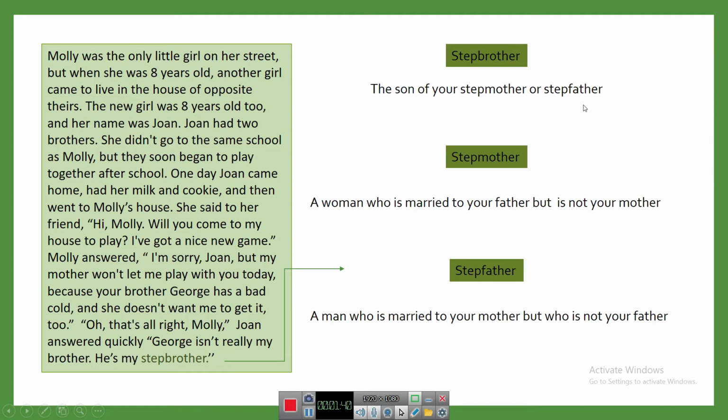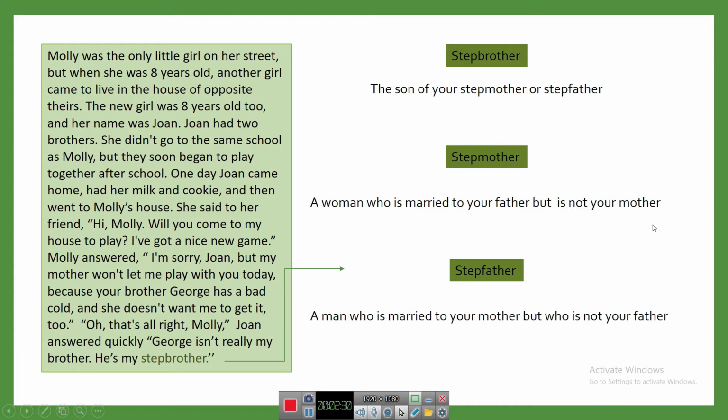But what does a stepmother mean? What does a stepfather mean? As you can see here, a stepmother means a woman who is married to your father but is not your mother. Okay, so stepmother means your father's wife. She's not your real mother, but your father's wife. But what does a stepfather mean? Stepfather means a man who is married to your mother, but who is not your father. So, stepfather means your mother's husband. He is not your real father. He is your mother's husband.